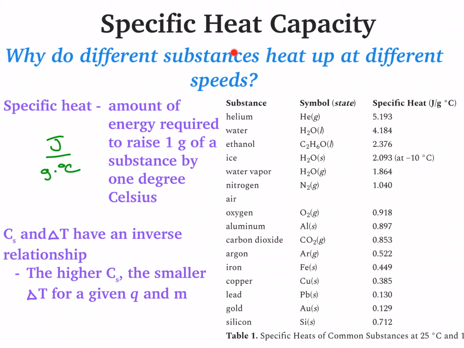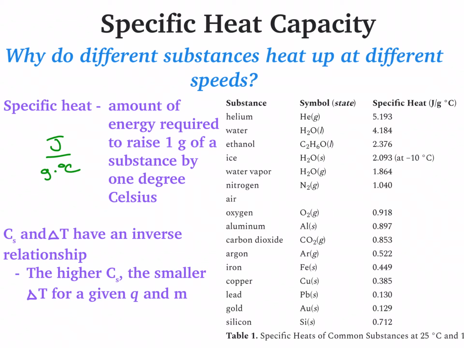This helps to explain for us why different substances heat up at different speeds. Why is it that a copper pot is going to heat up a lot faster than the water inside it? Well, it's because water as a liquid has a pretty high specific heat. That's actually a pretty high value for this concept, whereas copper has a much lower specific heat.